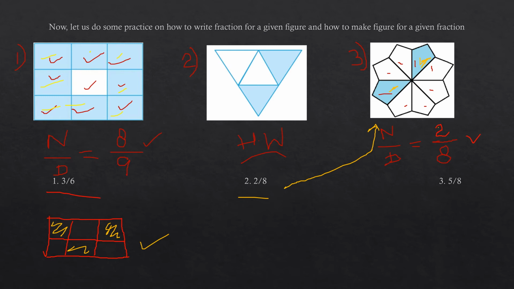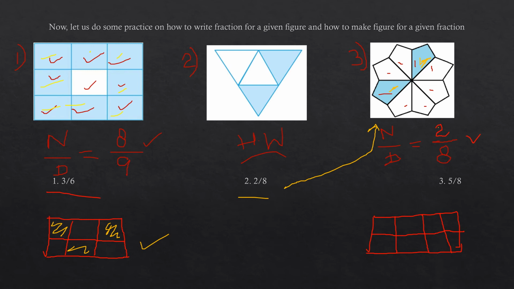Next is 5 by 8. So let me make a rectangle for this fraction again. This is the whole. Now this whole will get divided into parts, and the number of parts into which we have to divide this whole is 8. So I have to divide this whole into 8 parts. They are not looking equal, but please try to make them equal. And these are 8 parts.